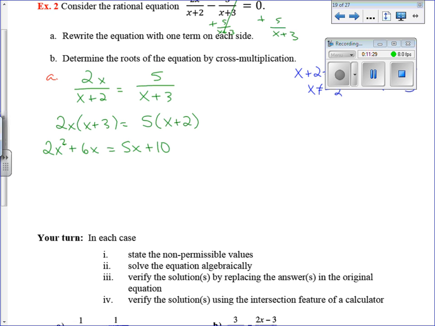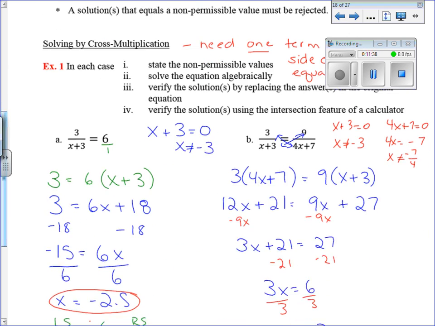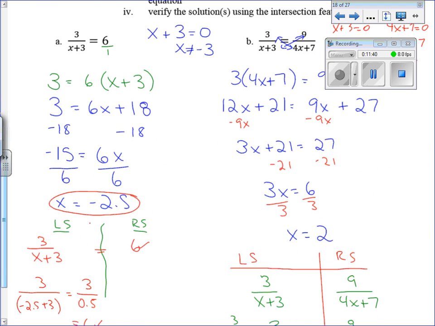Okay. When you end up with a linear equation to solve, which was what was on the previous page, these are both linear, because the biggest exponent on your x was 1. We had negative 15 equals 6x, so that's x to the power 1. Then over here we had 12x plus 21 equals 9x plus 27. That's linear. When you're doing linear, you just solve it normally with algebra.